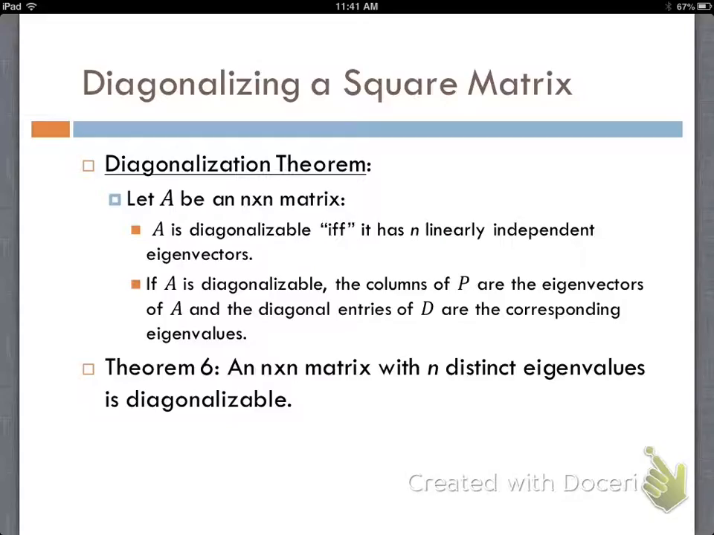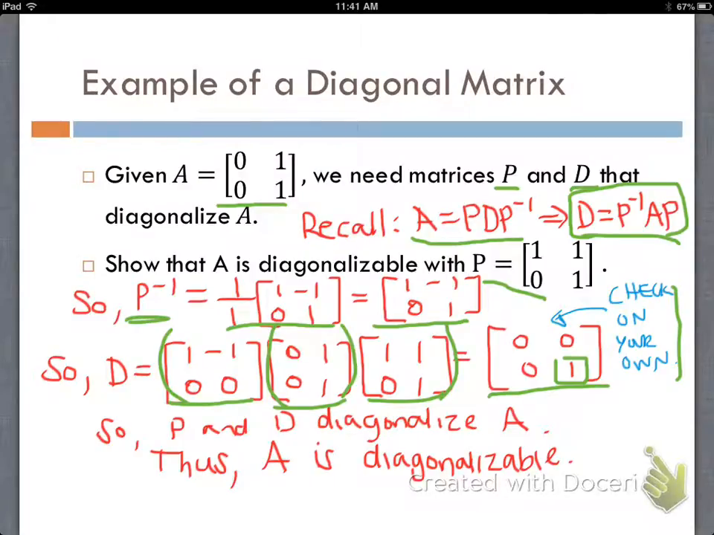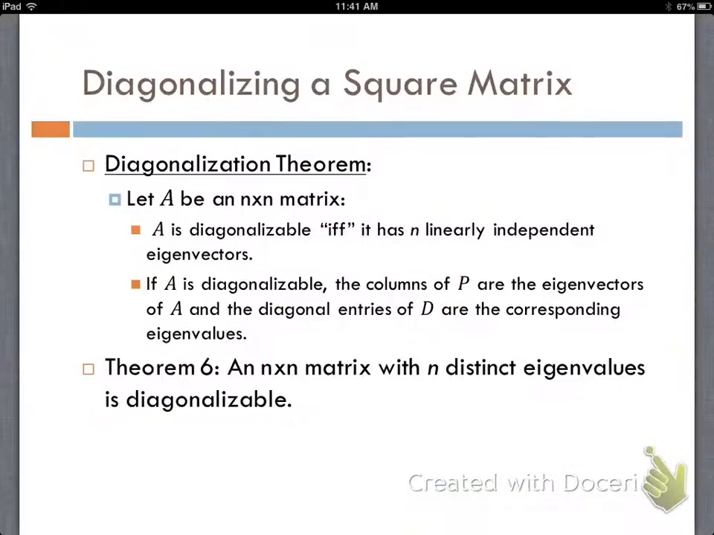All right, so now you might be asking, well, what if P isn't given? How can I figure out what my P and my D are to show that A is diagonalizable? Great question. So we have this nice theorem called the diagonalization theorem, and it says this: if A is an n by n matrix, A is diagonalizable if and only if it has n linearly independent eigenvectors.